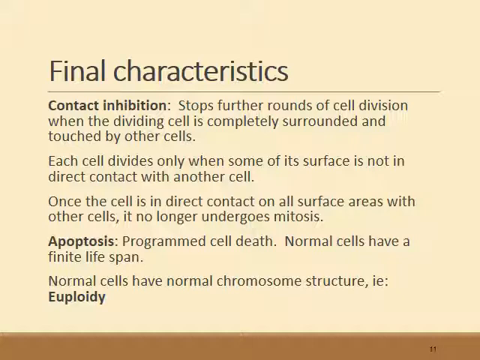Three final characteristics of the normal cell. They have what's called contact inhibition. This stops further rounds of cell division when the dividing cell is completely surrounded and touched by other cells. Each cell divides only when some of its surface is not in direct contact with another cell. And once the cell is in direct contact on all surface areas with other cells, it no longer undergoes mitosis.